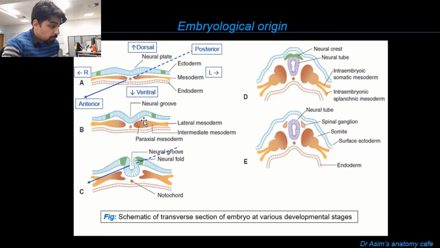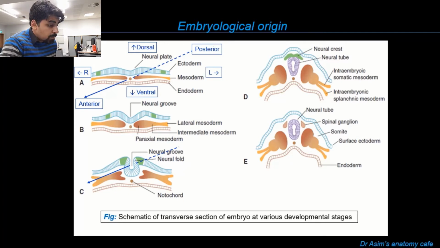With further development, the neural folds will continue to elevate, and you can see the neural folds elevating over here. They will approach each other in the midline and finally fuse together to form the neural tube. The fusion commences in the cervical region but then proceeds both in the rostral as well as in the caudal directions to form a cylindrical neural tube.